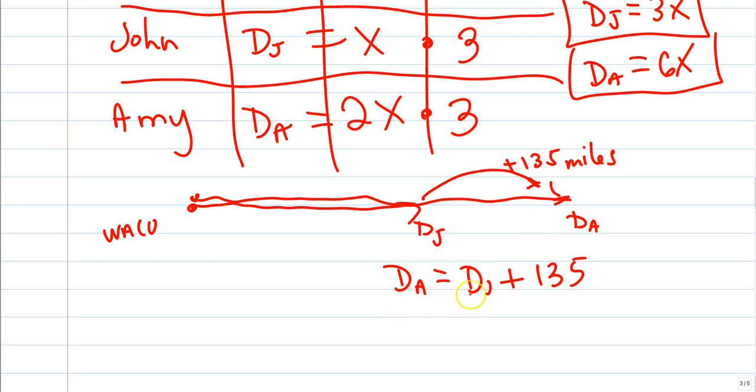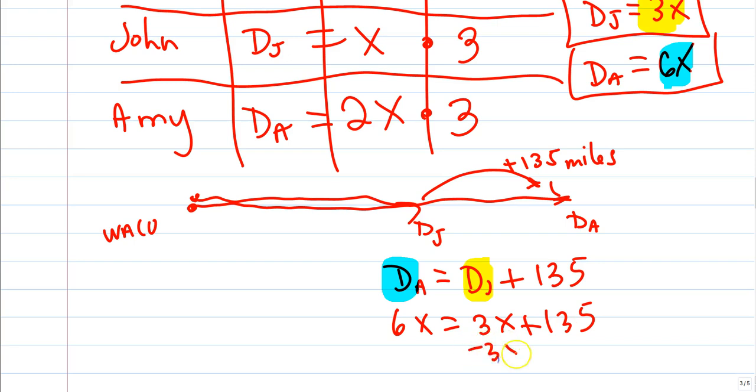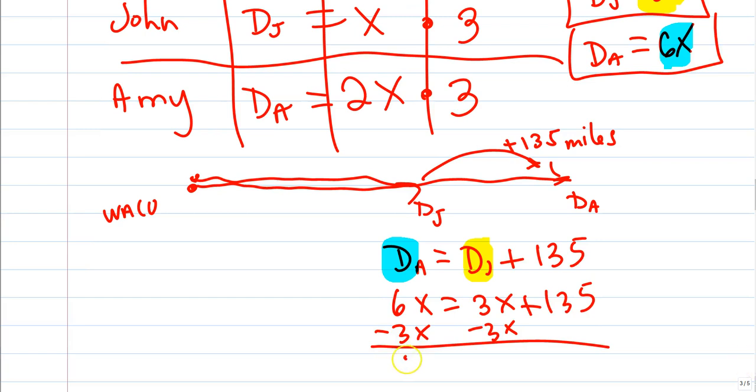Well, I don't really want two variables, but we can replace them, because Amy's distance is 6x. So 6x is equal to John's distance, 3x, plus 135. I can now solve for x and say, looks like 3x is equal to 135. If I divide by the 3, we get that x is equal to, I believe, 45.